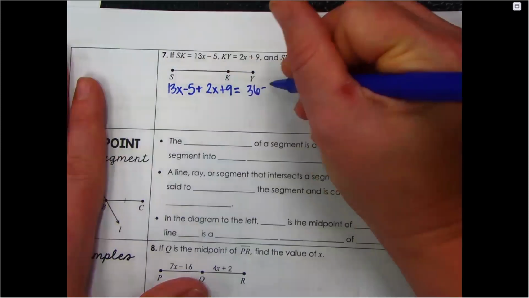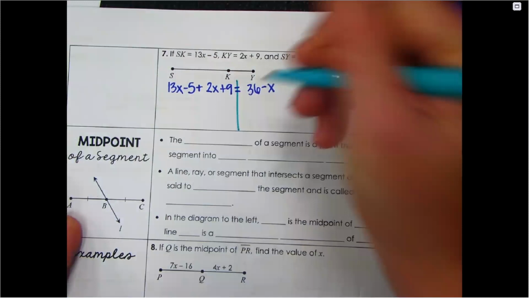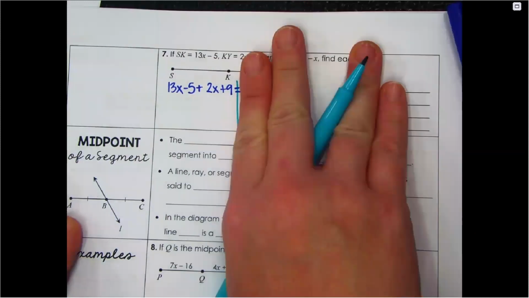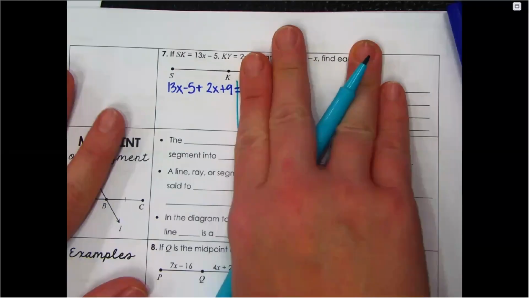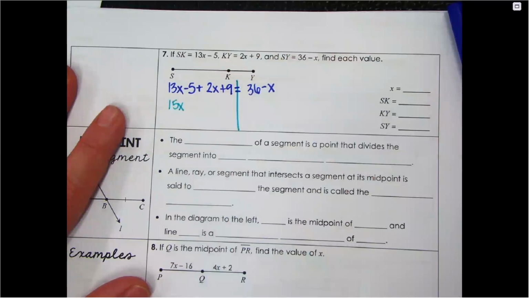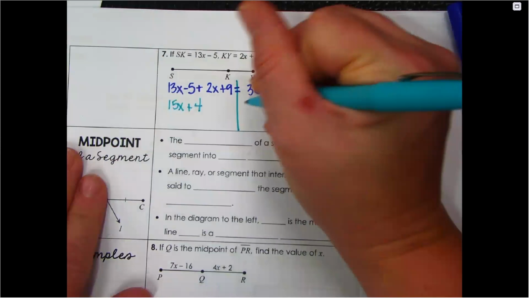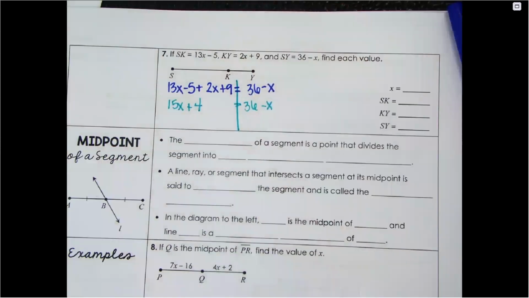All right, so then we begin solving. If we focus on the left-hand side first and simplify, you can combine your like terms. 13x and 2x gives me 15x. Negative 5 plus 9 gives me 4. On the right side, 36 minus x. Then I'm going to get my x's together by adding x to both sides.